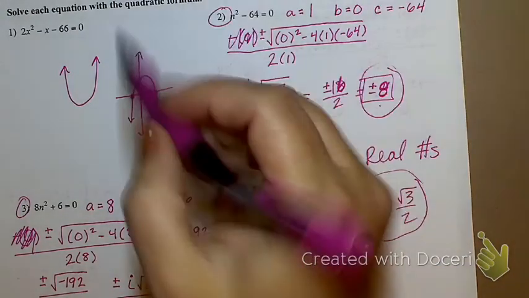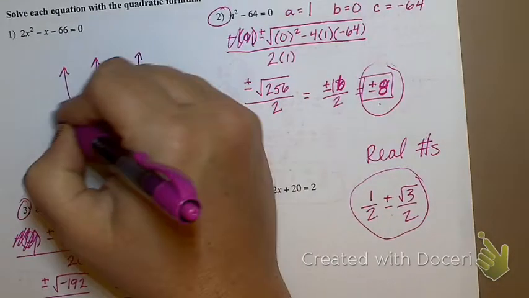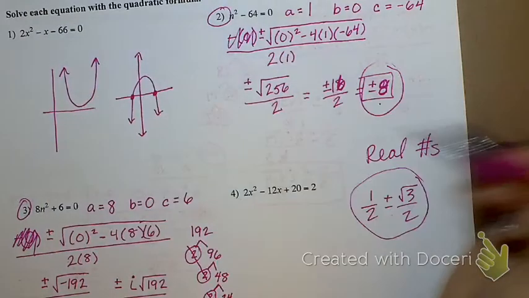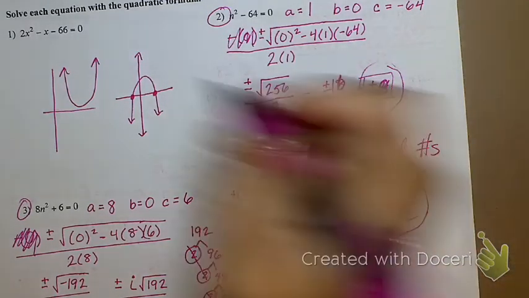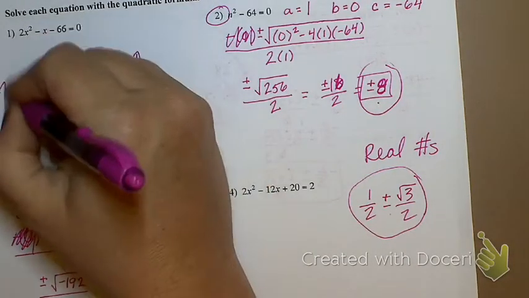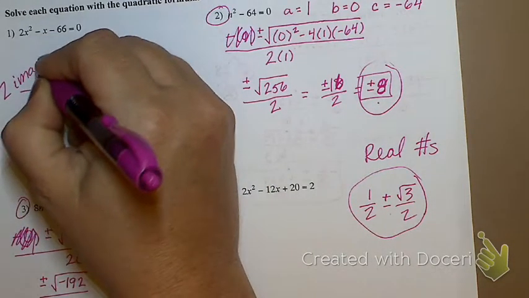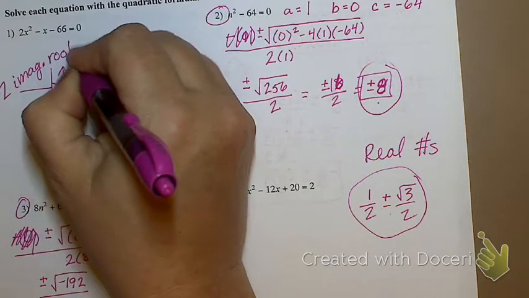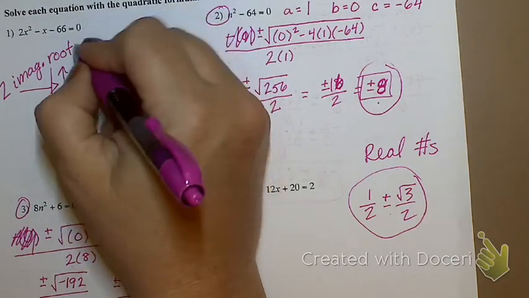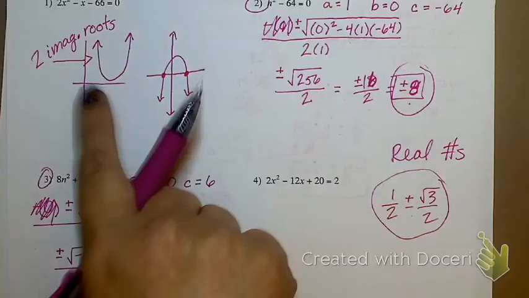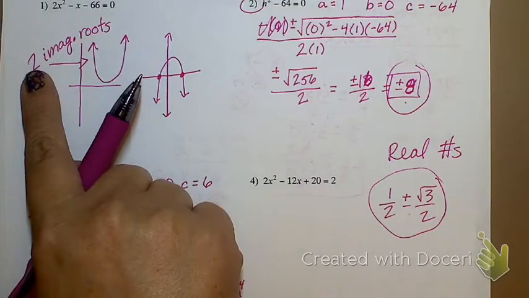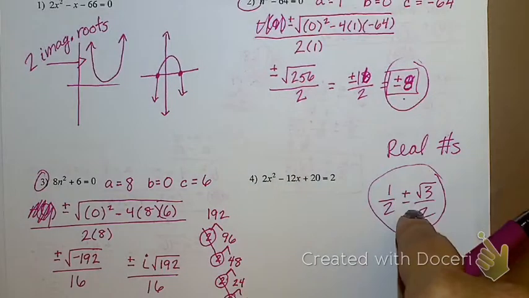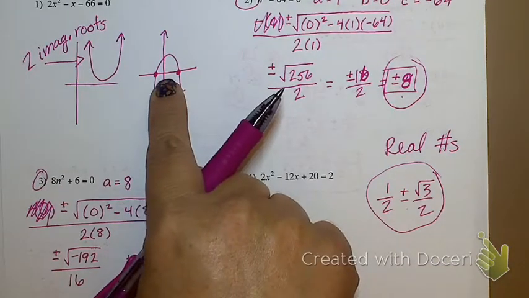Okay? If we get imaginary answers, then we have something like this going on where the parabola never actually touches the x-axis. So this is an example of 2 imaginary roots. They're called roots, they're called zeros, they're called solutions. You'll hear me say those things over and over again. So if it doesn't touch the x-axis, that means you've got imaginary roots. If you have 2 real roots, that means it touches the x-axis twice.